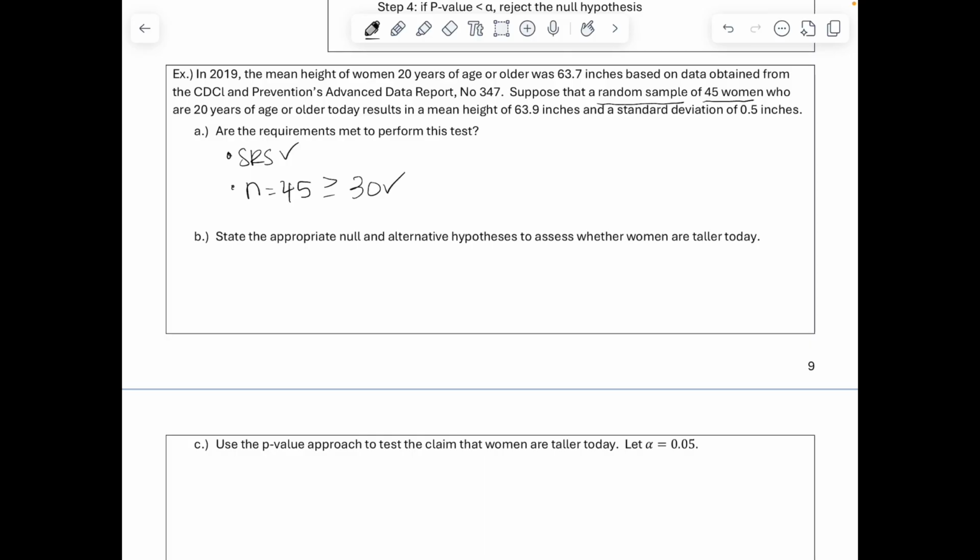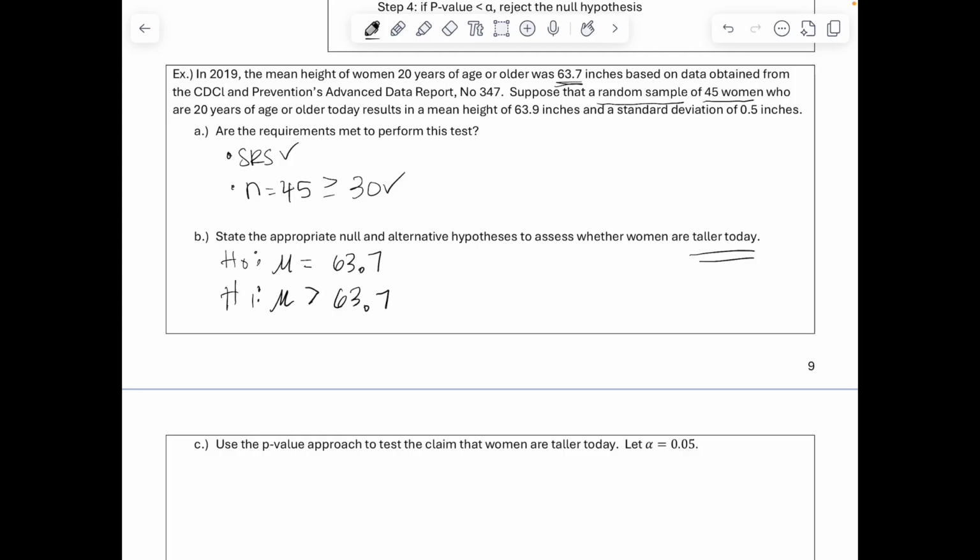Part 2 says state the appropriate null and alternative hypotheses. So we have H0 and H1. And it says to assess whether women are taller today. So we are talking about the mean height, or the average height. And so we are going to put μ's for both of these. The average height of women from our previous study is 63.7 inches, so that number is going to go for both of these. Again, your null always has an equal sign, and taller today means our alternative would be a greater than symbol.